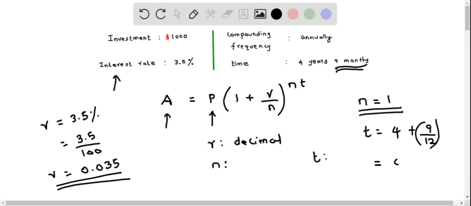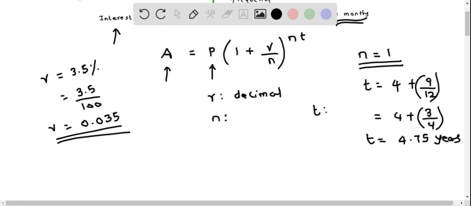And so this equals 4 plus 9 by 12, which is reduced to 3/4. 3/4 in decimal is 0.75. So 4 plus 0.75 equals 4.75. So we have converted the given time in terms of years, which is 4.75 years. And we also note that the value of P is the investment amount, which is $1,000.